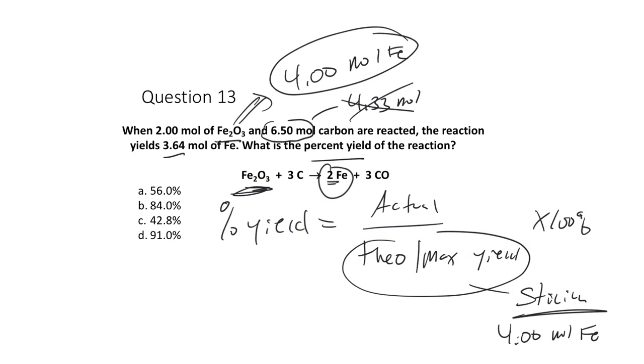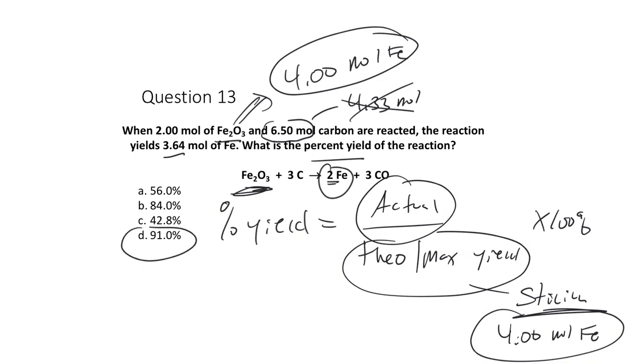That should be formed during the course of this reaction. We formed 3.64. Your actual yield should be this yield or lower. Otherwise, we have some extra impurity that we're adding in with our iron oxide. So I do 3.64 divided by 4.00. I get 91% yield.